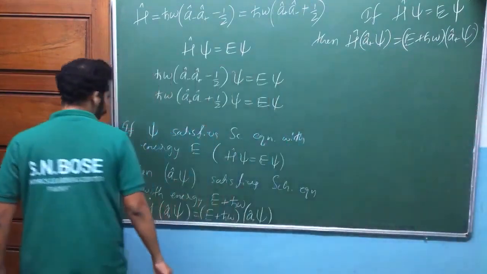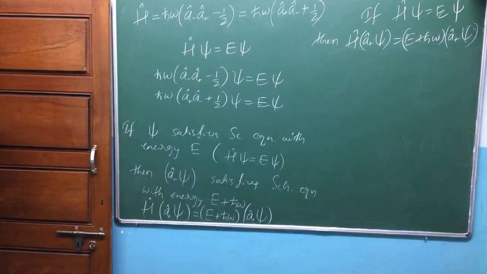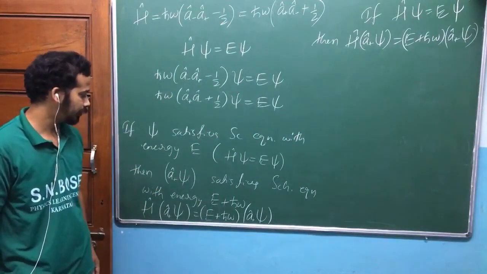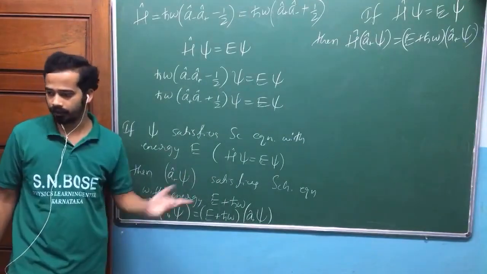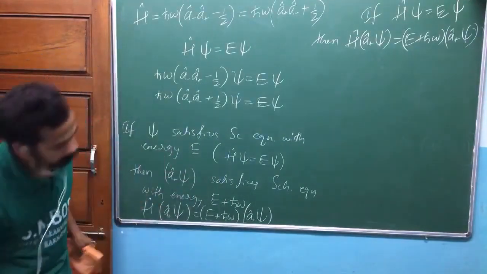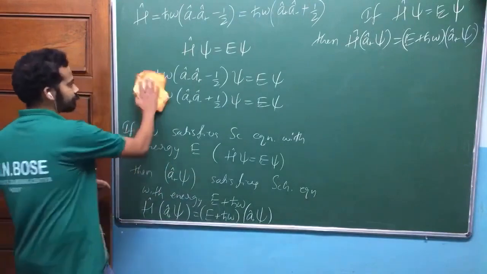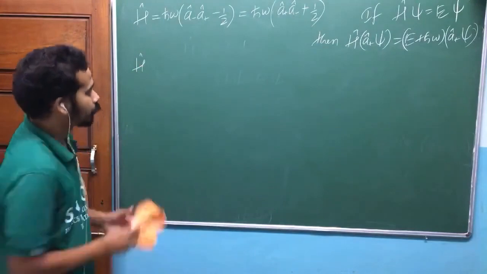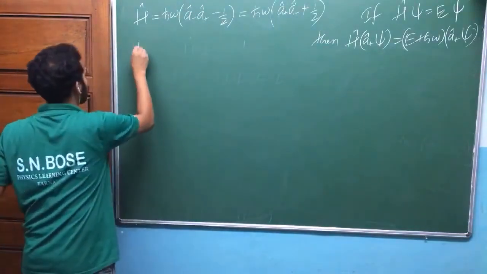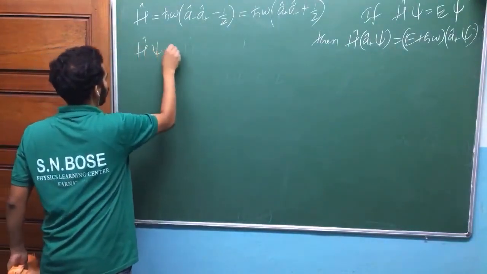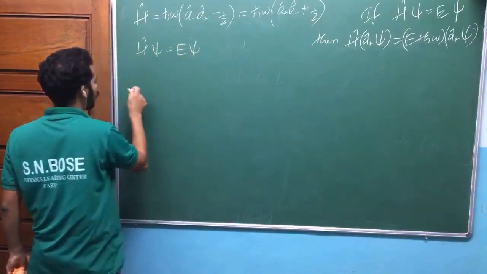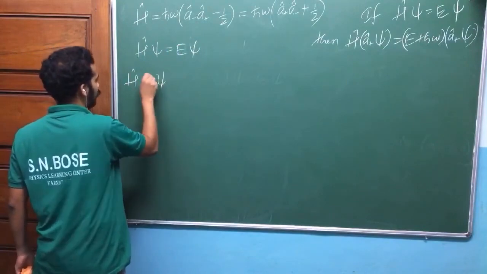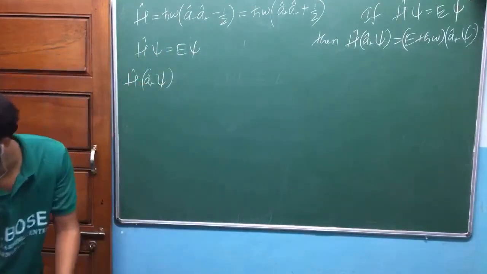So now read the statement. If psi satisfies Schrodinger equation with energy E, then a plus psi satisfies Schrodinger equation with energy E plus h bar omega. Is that okay? We should prove that one. Let me start with this one. So this is given. What is given? H cap into psi is equal to E into psi. Okay. Now let me take h cap into a plus cap into psi. Is that okay? Let me take this function.